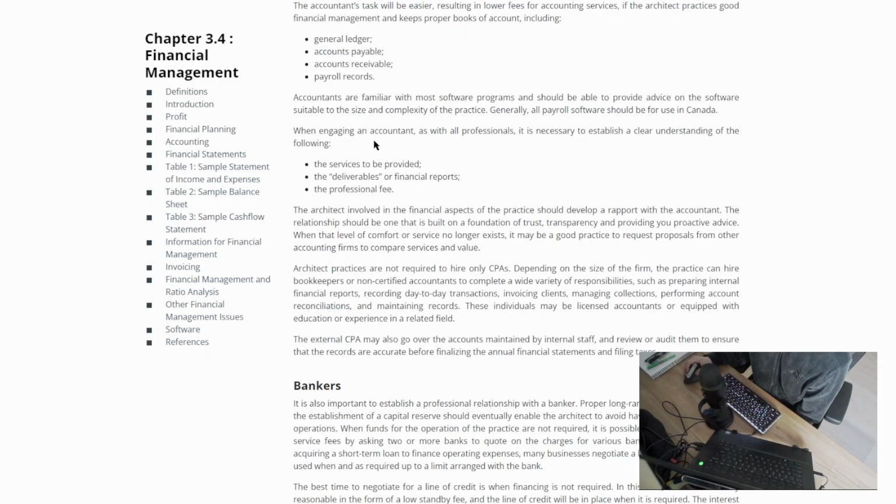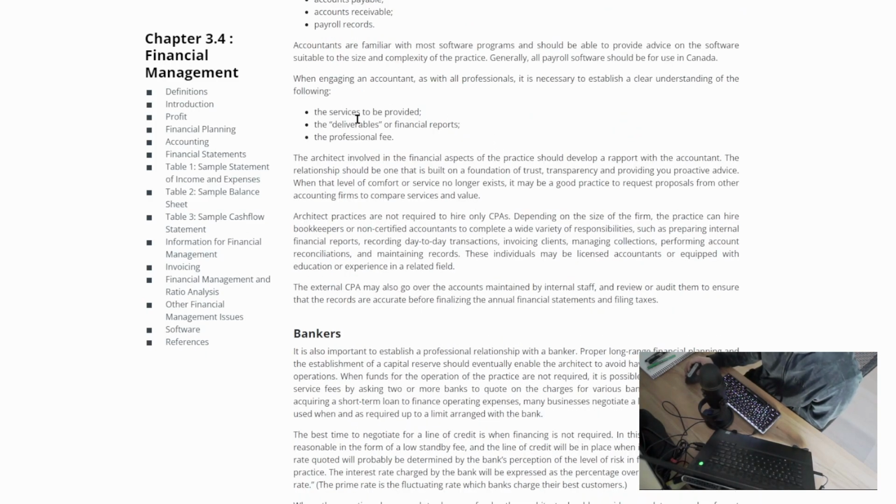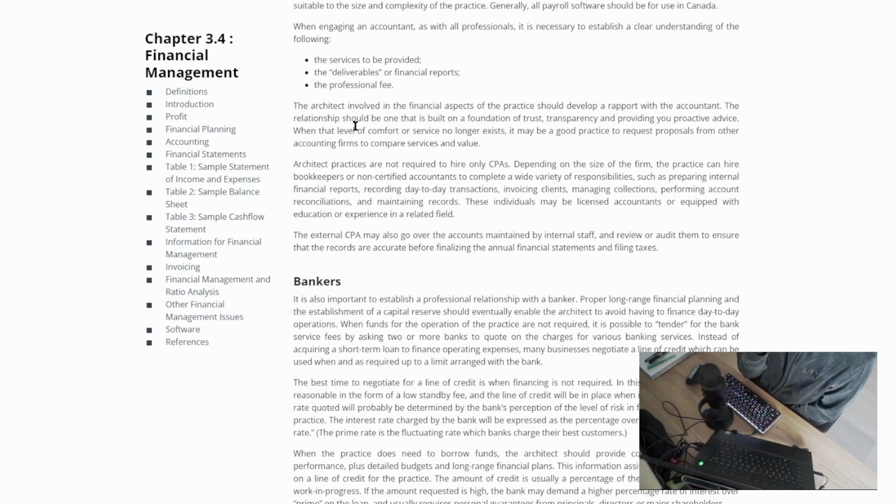When engaging an accountant, as with all professionals, it is necessary to establish a clear understanding of the following: the services to be provided, the deliverables or financial reports, the professional fee. The architect involved in the financial aspects of the practice should develop a rapport with the accountant. The relationship should be one that is built on the foundation of trust, transparency, and proactive advice.